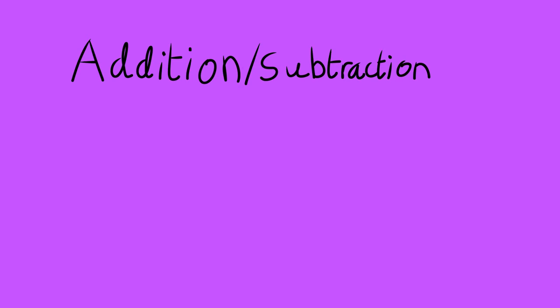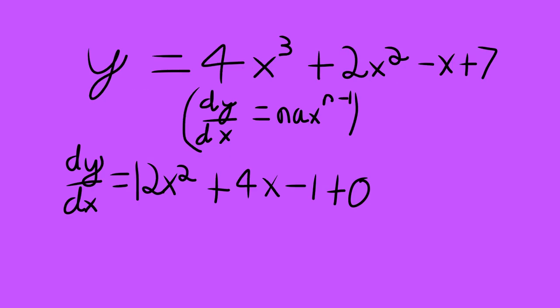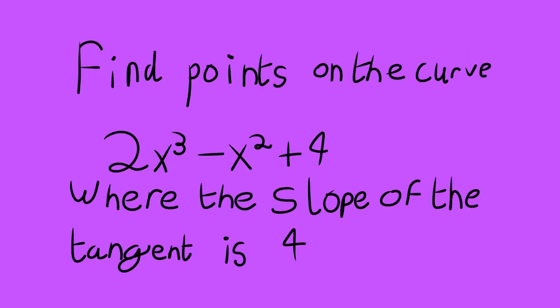So our first one, addition/subtraction. When you have multiple functions of x, you've got f of x equal to u of x plus or minus v of x. We just did this. Each of the terms in our last example was a function of x. So 4x cubed, that's a function of x. 2x squared, that was another function of x. You just differentiate each of them separately, with the plus or minus sign separating them.